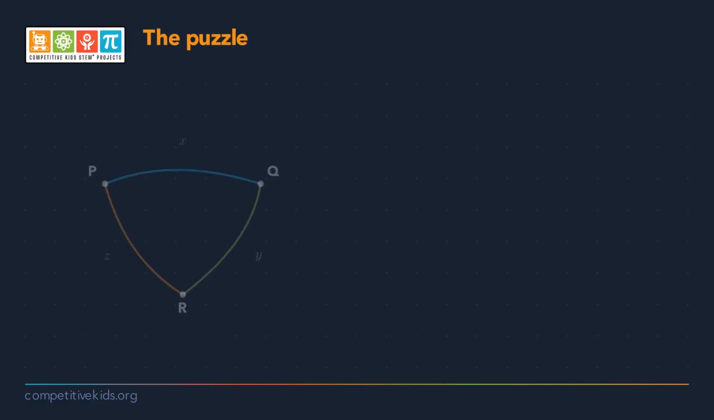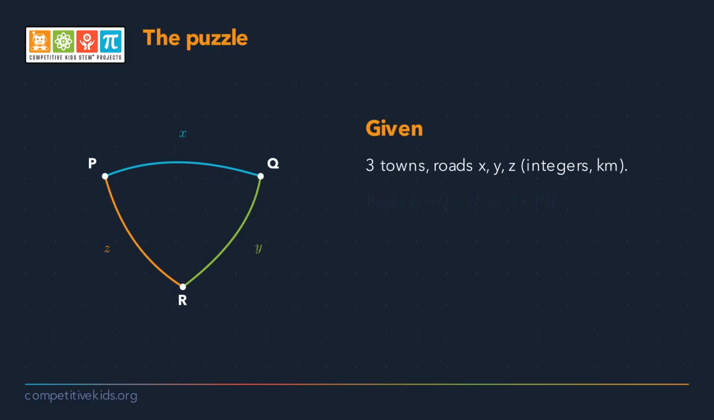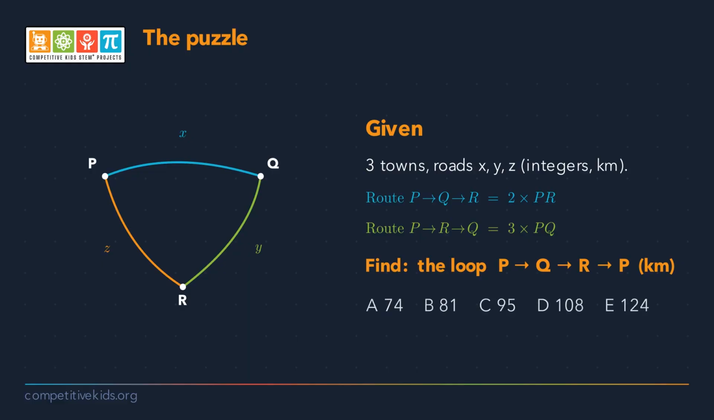Here's a lovely little map puzzle. Three towns, P, Q, and R, are connected by roads, and each road is a whole number of kilometers long. We're told two things. First, the route from P to R via Q is twice as long as the direct road from P to R. Second, the route from P to Q via R is 3 times as long as the direct road from P to Q. The question: how long is the loop that goes all the way around?